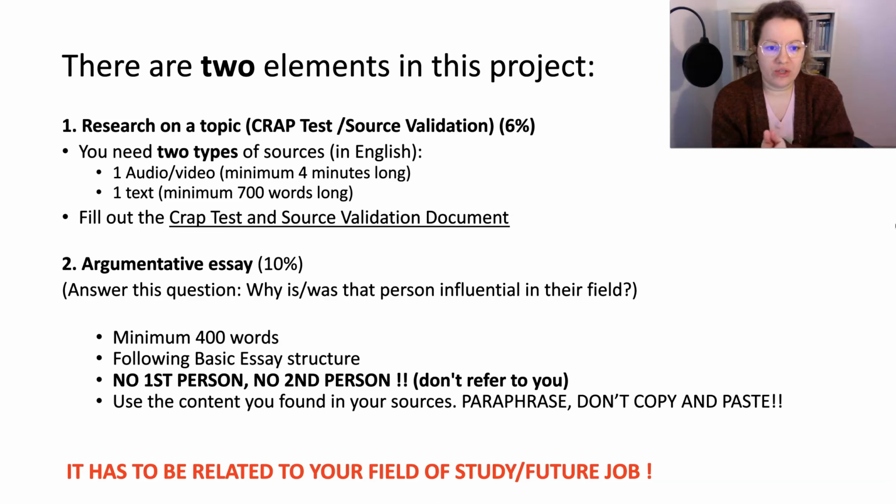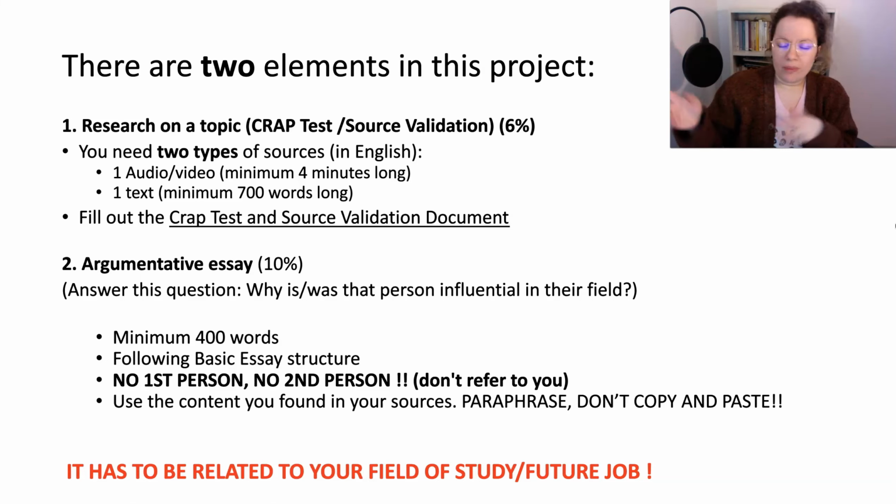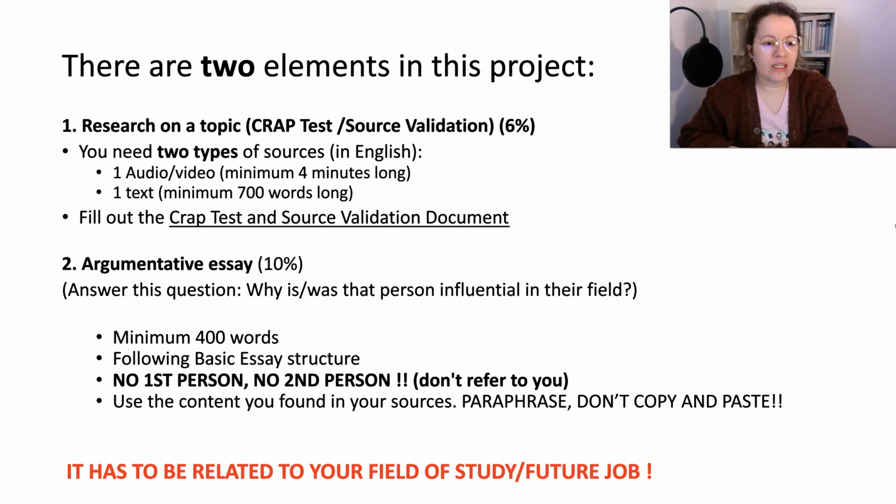So one audio/video that has to be a minimum of 4 minutes long, because a video of a minute is not long enough for you to be able to get some content. And a text that is a minimum of 700 words long. Obviously it's not written in the text how many words there are, so you can copy and paste it into Word and find the word count there. If you don't find a long enough video or a long enough text, you can use shorter ones, like 2 little articles or 2 shorter videos that make a total of minimum 4 minutes combined.